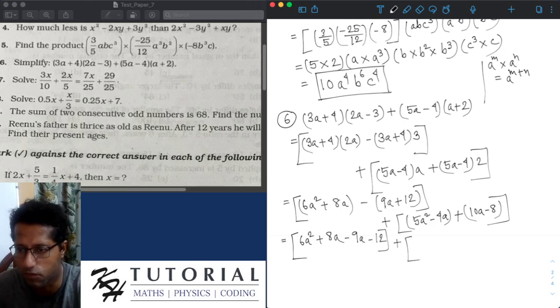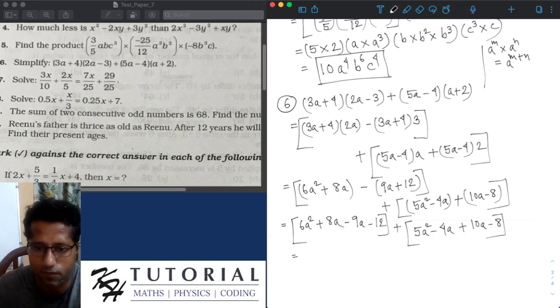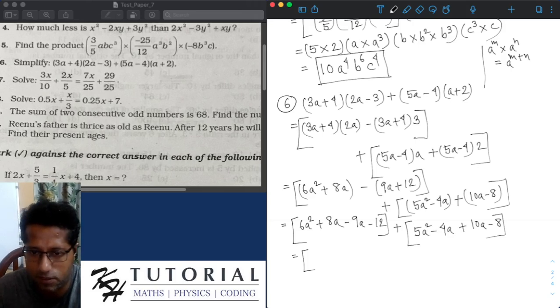Similarly, for the second square bracket, we can remove the first inner grouping symbol without any problem, 5a square minus 4a, and the second inner grouping symbol will also just open because it has no negative sign before it. So this is 10a minus 8. Now for the first square bracket, we have to simplify the expression inside it so that all the like terms are added. If we add the like terms, 8a minus 9a, it becomes 6a square minus a minus 12.